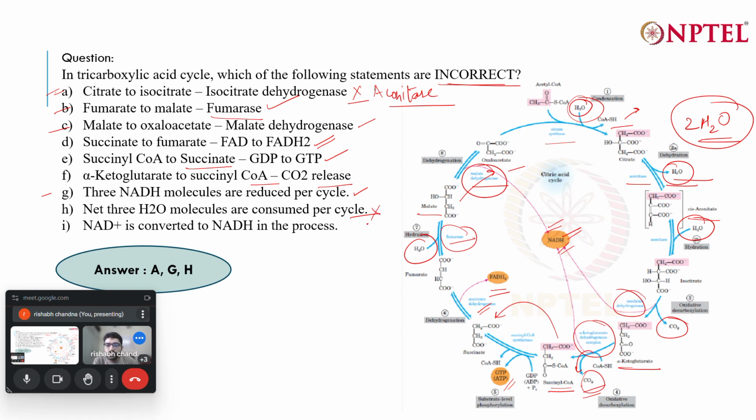Then NAD plus is converted to NADH in the process. So yes, this is a correct answer. Okay. So the incorrect statements would be option A and option H. Okay. So G would not be an incorrect answer.